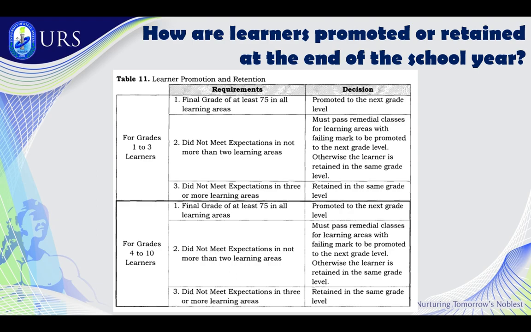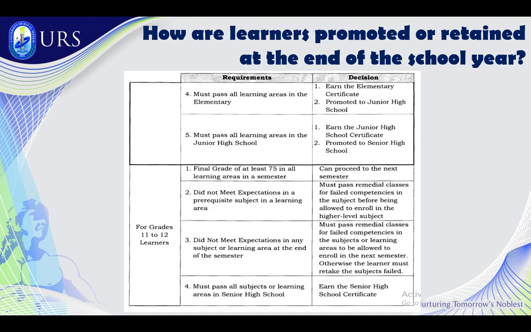So, for grades 4 to 10 learners, katulad ng kanina na requirements, kapag hindi bababa sa 75 in all learning areas, promoted po sila sa next grade level. Kapag dalawa naman po, uulit magbibigay po ng remedial classes. Siyempre, kapag hindi pa rin na-meet yung expectation, uulit po yung bata. Ganun din po pag tatlo or more yung nabagsak ng bata, uulit po ng grade level.